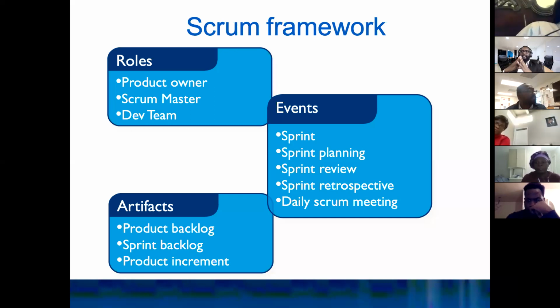Next, you have some events, right? Some people are usually misled to think that they are the same thing as ceremonies or meetings. Let me ask real quick, what is the difference between an event and a meeting or a ceremony? Who knows the difference? Okay, I think Patricia, you're going to help me on that one.